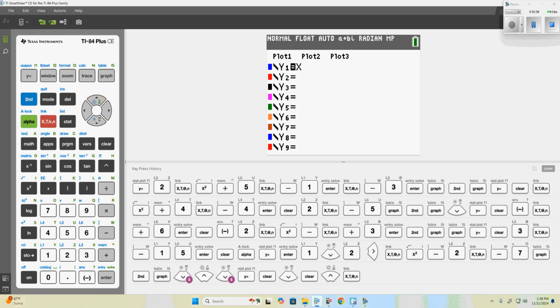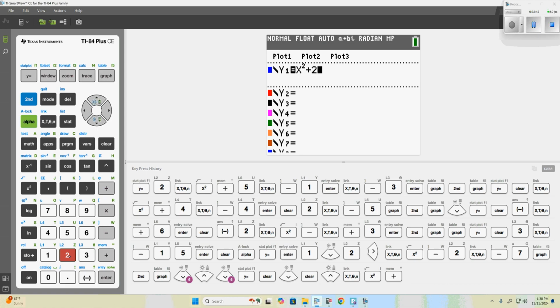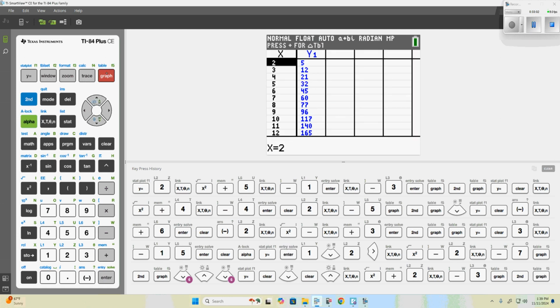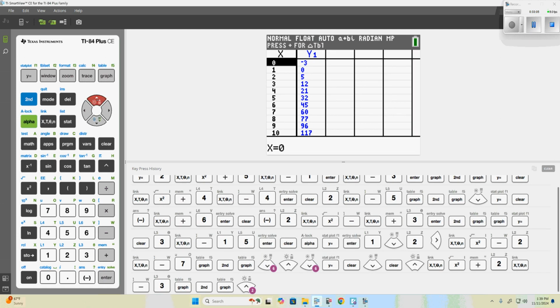X squared plus 2x minus 3. This is the equation we have, yes? Let's try graphing it. Now this time we don't have two equations, we have one, and we're trying to find out what values of x will make the equation equal what? 0, yes? So second graph. So now we're trying to find out the values of x that will make the function equal 0.